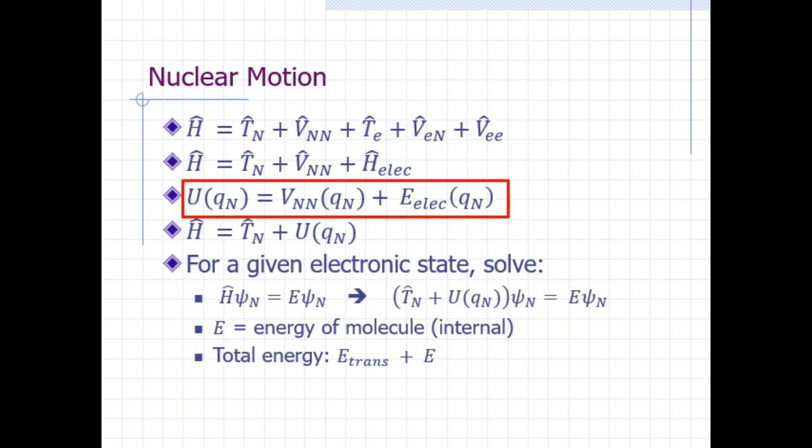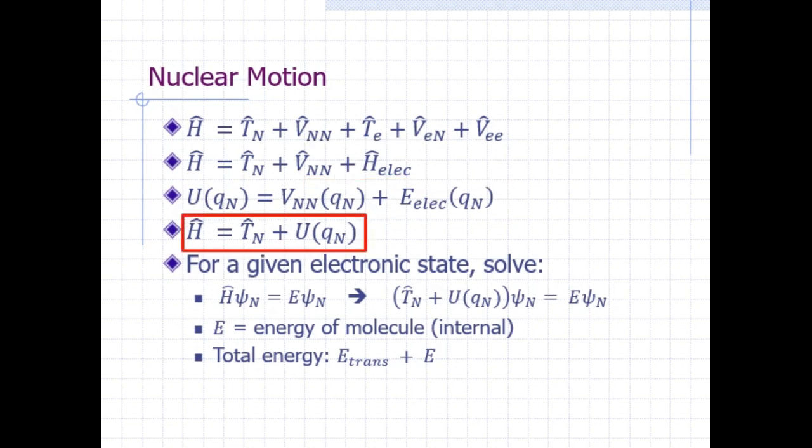We get a series of molecular potential functions and we associate each of these functions with an electronic state of the molecule. Now, the next step is to replace the nuclear repulsion and the electronic Hamiltonian by the molecular potential energy function. This gives us a simplified expression for the Hamiltonian for internal motion. Note that this operator now depends only on the nuclear coordinates.